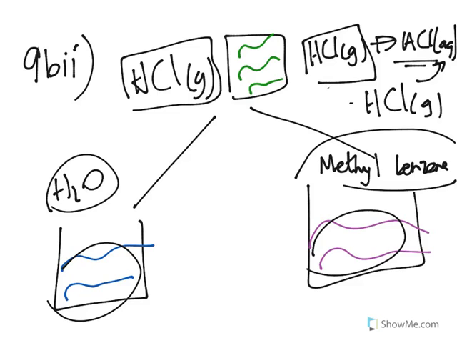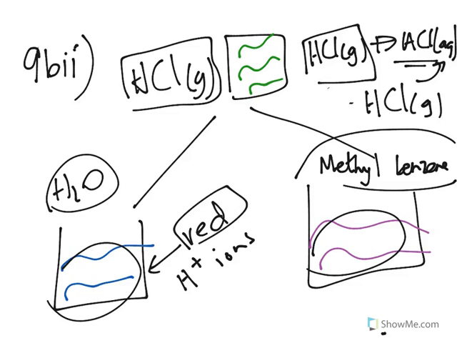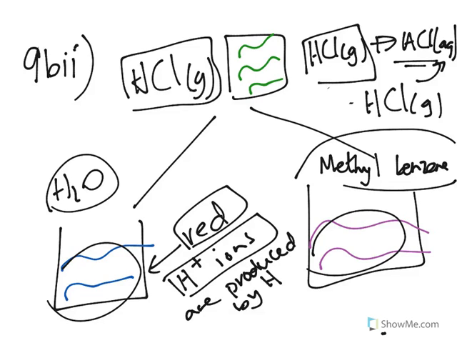So 9b2 asks you, what will happen with universal indicator paper when hydrogen chloride gas is added to water? The universal indicator paper will obviously indicate that an acid is produced, meaning it will turn red. And the reason for this is, what gives an acid its acidity? The fact that H plus ions are produced. So you just say that the color of the solution will be red because H plus ions are produced by hydrogen chloride gas in water.